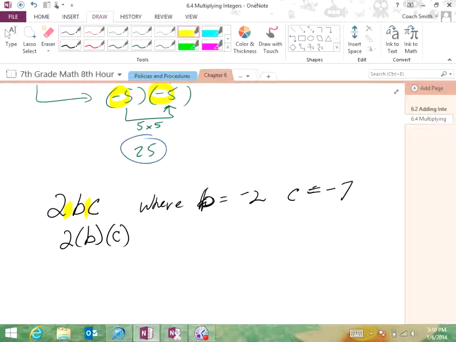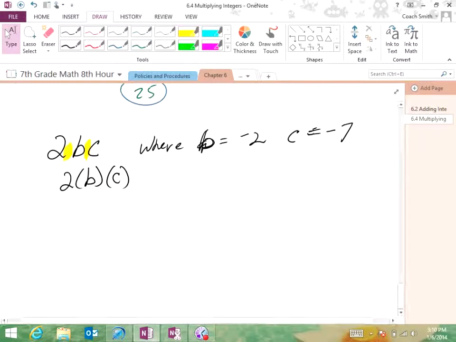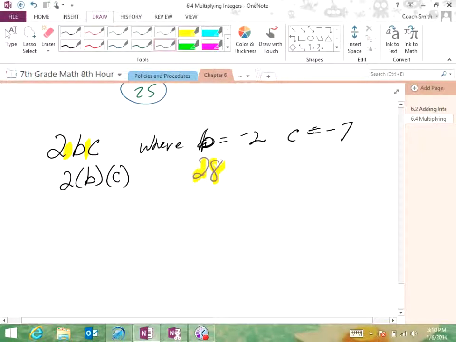All right, Copeland, what'd you get? 28, that is correct. Could you have 2 times negative 2 times negative 7? Now, obviously, what Anthony was asking about just a second ago, when you write it with the numbers, you need to have parentheses or something. You can't just write that like that. That looks like 2 minus 7 minus 2. Can't write it like that.